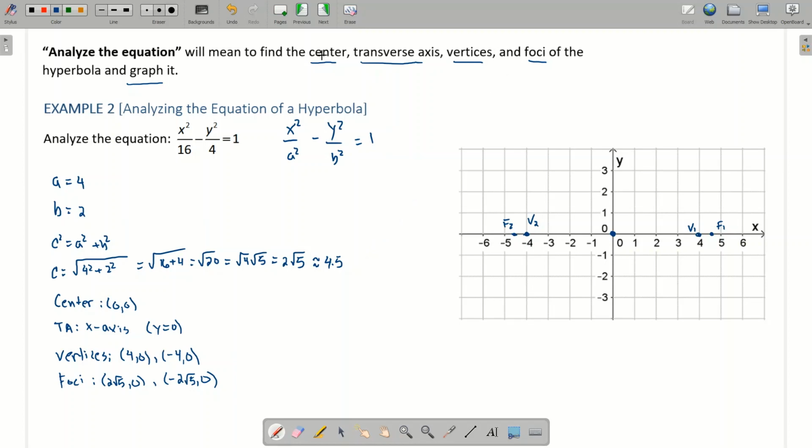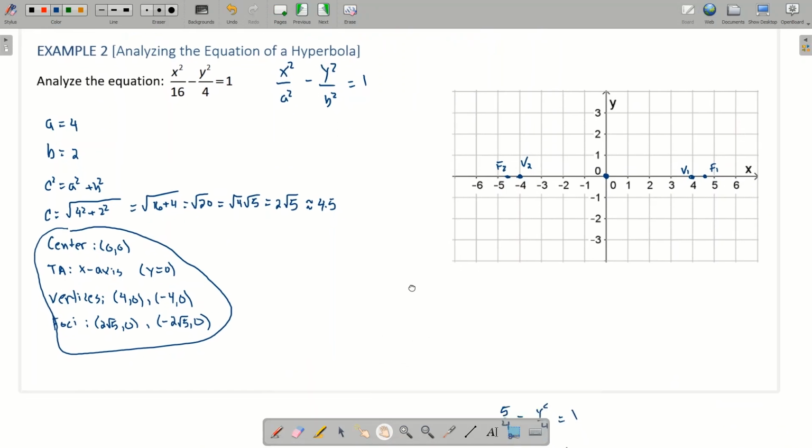All right, so I believe we've identified all of the important things. We've got the center, transverse axis, vertices, and the foci. So all of that important stuff is here. So now we want to be able to graph it. So in order to graph it, we need additional points.